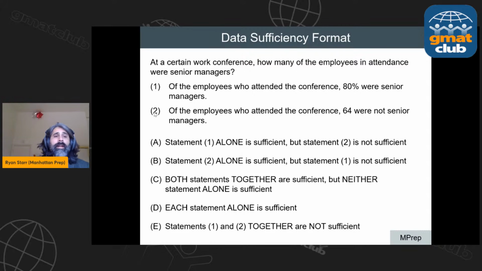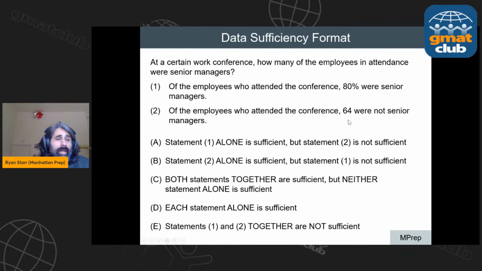And you can see, of course, that there's still logic involved in it, right? So you need to know how many of the employees in attendance are senior managers. The first statement tells you 80% were senior managers, but that's not how many, right? 80% of 10 attendees would be a different number than 80% of 100 attendees at this conference, right? And so we're left a little bit lacking.